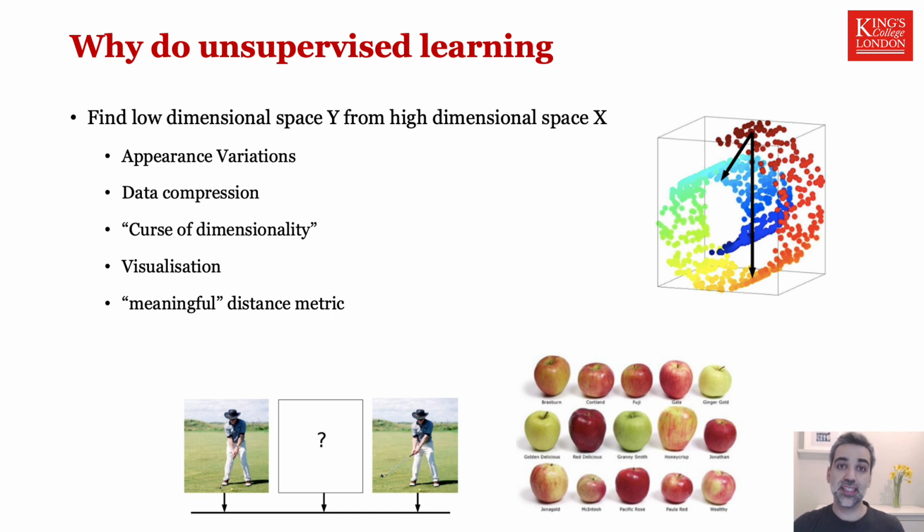Because you're projecting the data into a subspace most of the times, you can also use it for data compression. And because this data compression follows some of the characteristics of the data, and we're going to see what that means in a second, you should then be able to compress the data by preserving only the information that exists in that subspace. You can also use unsupervised learning as a way to tackle the curse of dimensionality.